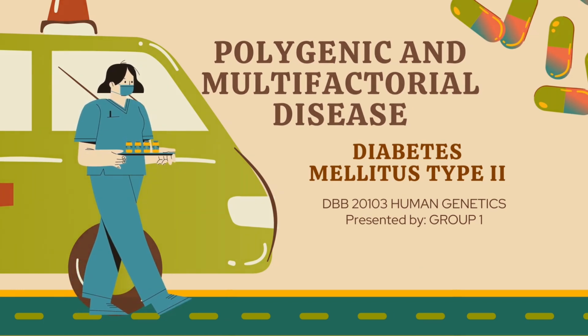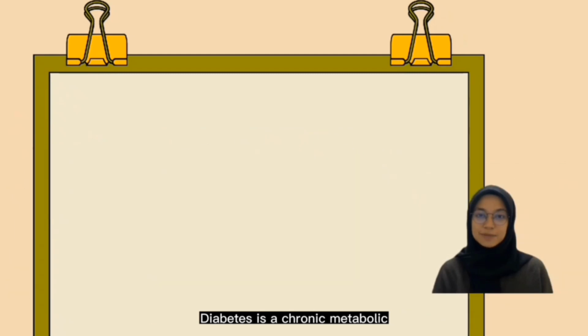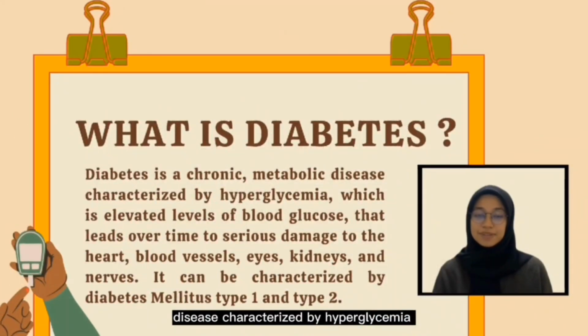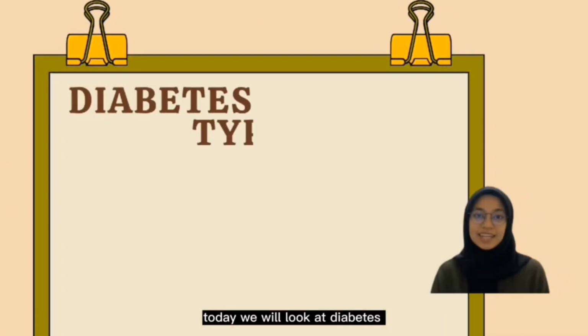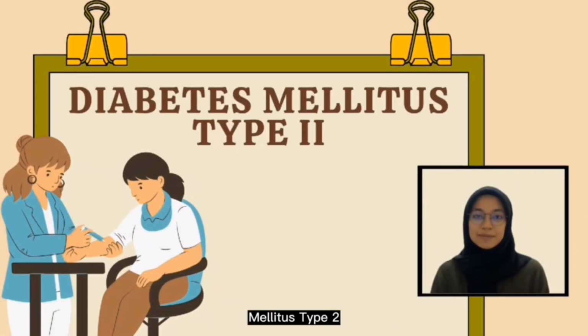What is diabetes? Diabetes is a chronic metabolic disease characterized by hyperglycemia, which is an elevated level of blood glucose that leads over time to serious damage to the heart, blood vessels, eyes, kidneys, and nerves. It can be characterized as diabetes mellitus type 1 and type 2. Today, we will look at diabetes mellitus type 2.